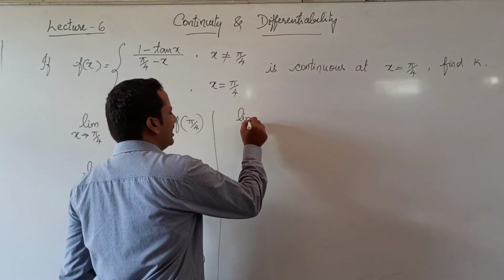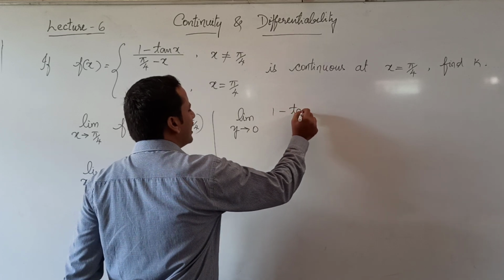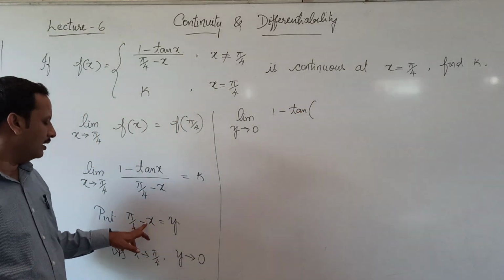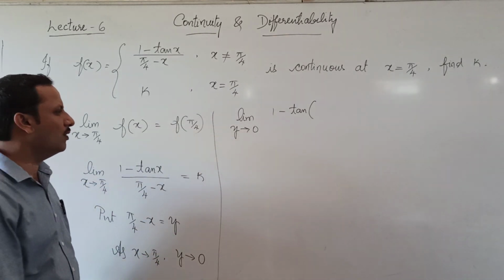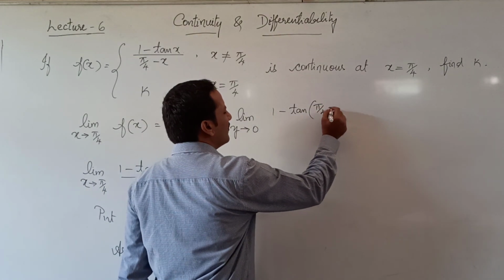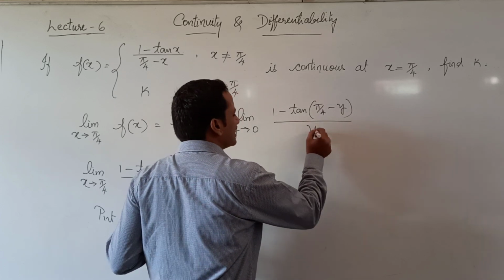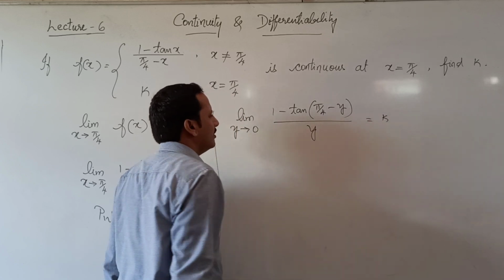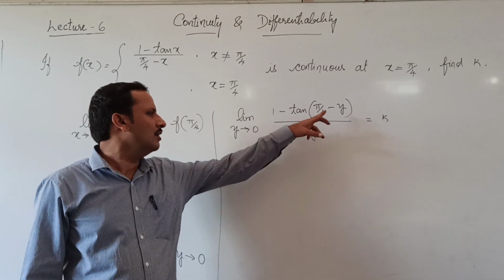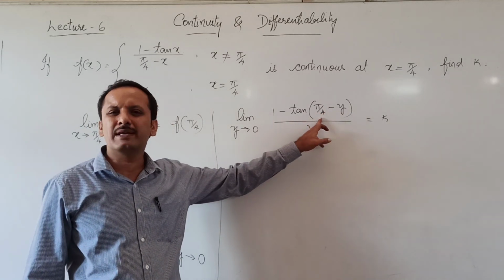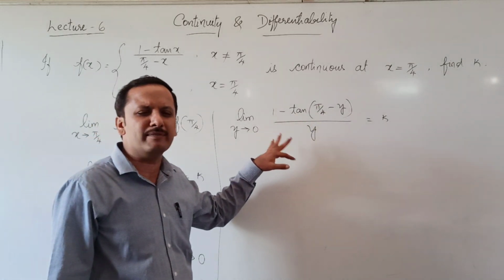So you have limit y tends to 0, 1 minus tan, in place of x, see pi by 4 minus x is equal to y, therefore x will be equal to pi by 4 minus y. Pi by 4 minus y. Denominator is pi by 4 minus x, which is equal to y. That's equal to k. Now if I apply the limit, still we are getting 0 by 0 only, because y is 0. If I substitute, I am getting tan pi by 4 here. Tan pi by 4 is 1. 1 minus 1 is 0. Denominator also 0. 0 by 0, an indeterminate form.